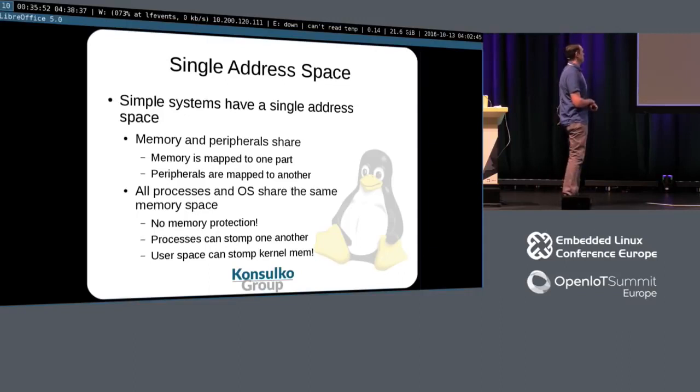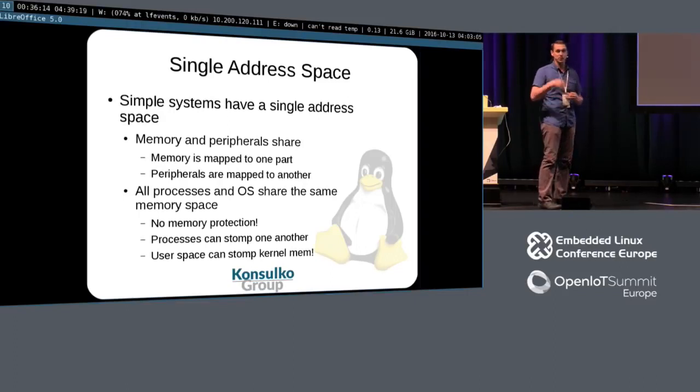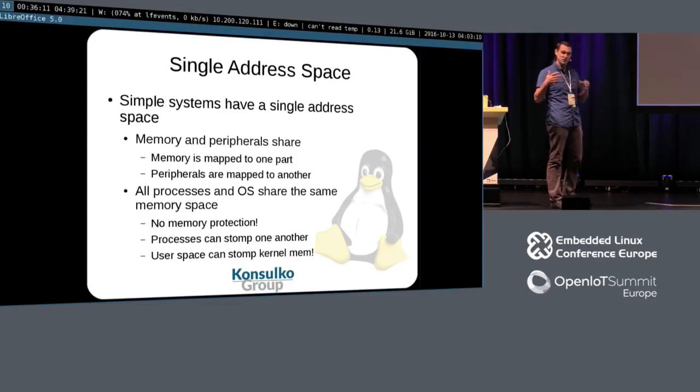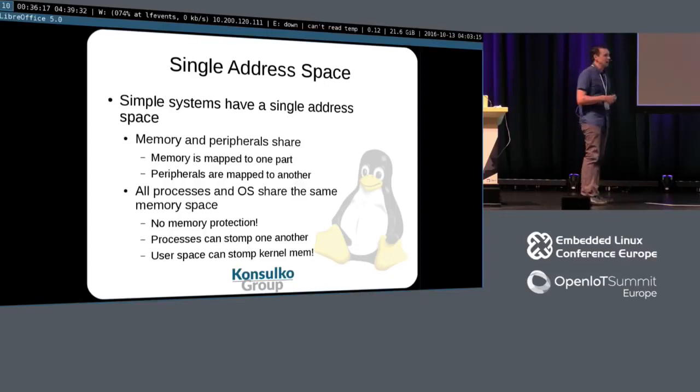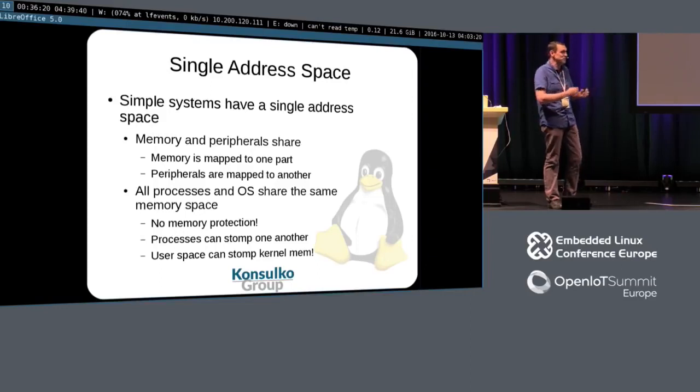If you look at your low-end systems, they have a single address space, and memory and peripherals are sharing that same space. They're mapped into different parts of that single address space, and all the processes and the OS in this type of system share the same memory space. There's no memory protection like you would often hear about. And we're going to get into all the details of this. You're running a process in that single address space. Processes can stomp on each other because they're all shared in there. You have to separate them manually. And, quote, user space, or your user application, can stomp on, say, your real-time executive that you're using to schedule.